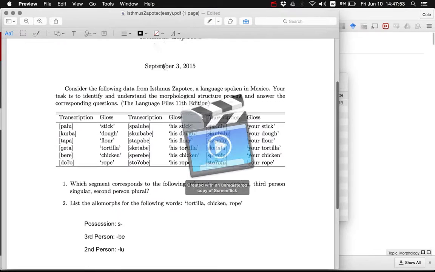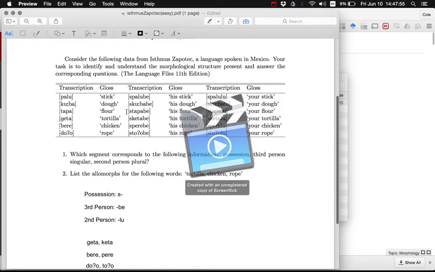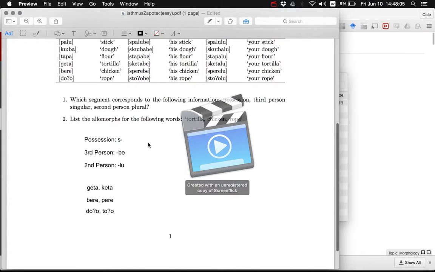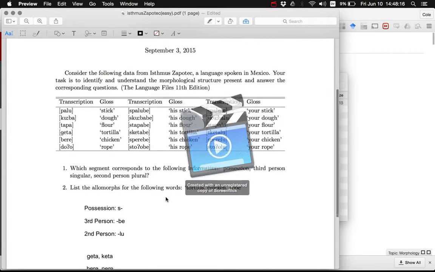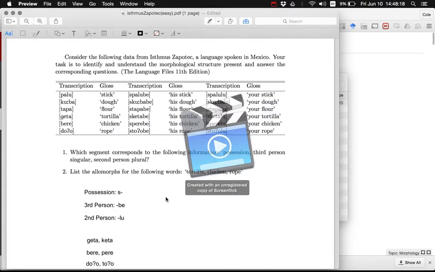So wrapping it up, we looked at all of the various forms of the data. We saw that possession was the initial S. Third person had to be the B suffix. Second person corresponded to the lu suffix. And then we had some various allomorphs for some words. So tortilla, we saw geta and keta, chicken, bere and pere, and then rope, do-o and to-o. And so that is all that you need to do to get through one of these morphology problems.